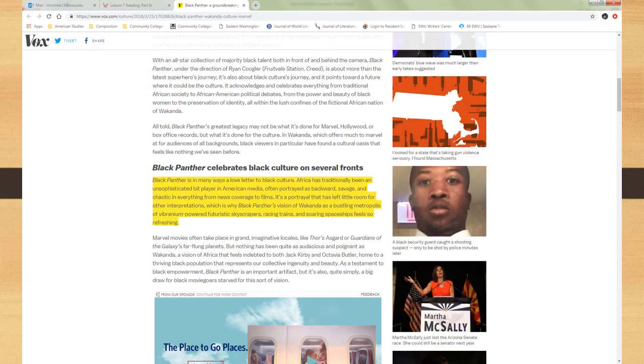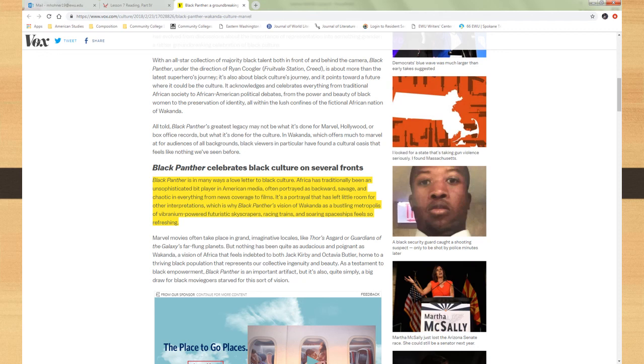And this is the quote I like here. Black Panther is in many ways a love letter to Black culture. Africa has traditionally been an unsophisticated bit player in American media, often portrayed as backwards, savage, and chaotic in everything from news coverage to films. It's a portrayal that has left little room for other interpretations, which is why Black Panther's vision of Wakanda as a bustling metropolis of vibranium powdered, futuristic skyscrapers, racing trains, and soaring spaceships feels so refreshing.